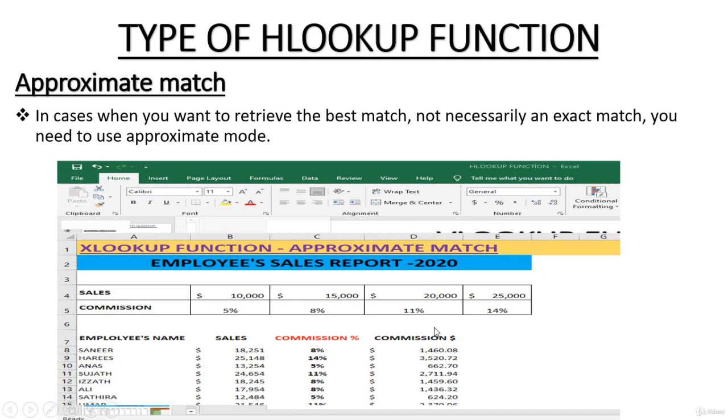So if you want to use this commission percentage in the commission column, we can use the approximate match, right? Based on the approximate match, we can retrieve the data from this table to here. It will find the best match to retrieve the data. We will see this in depth in the practical section.